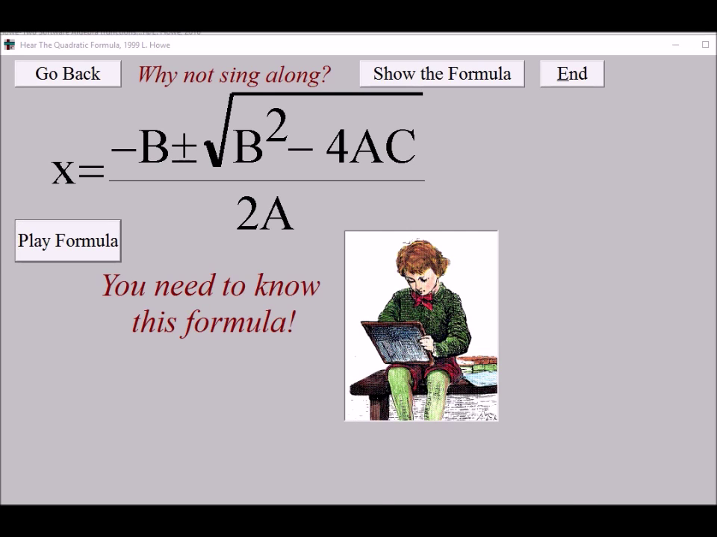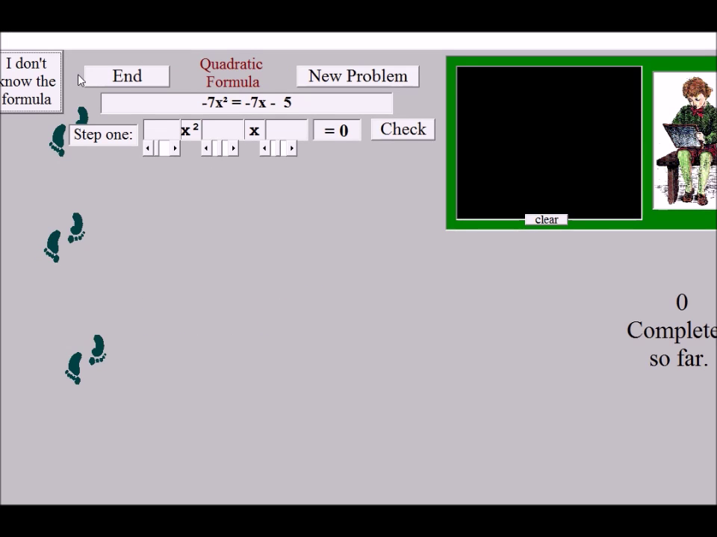Well, you can sing the quadratic formula to Row, Row, Row Your Boat, and it can be sung to Pop Goes the Weasel as well. Get it learned. You have to know it, because whenever you have to solve an x-squared equation, if you can't factor it readily, you can always resort to the quadratic formula.